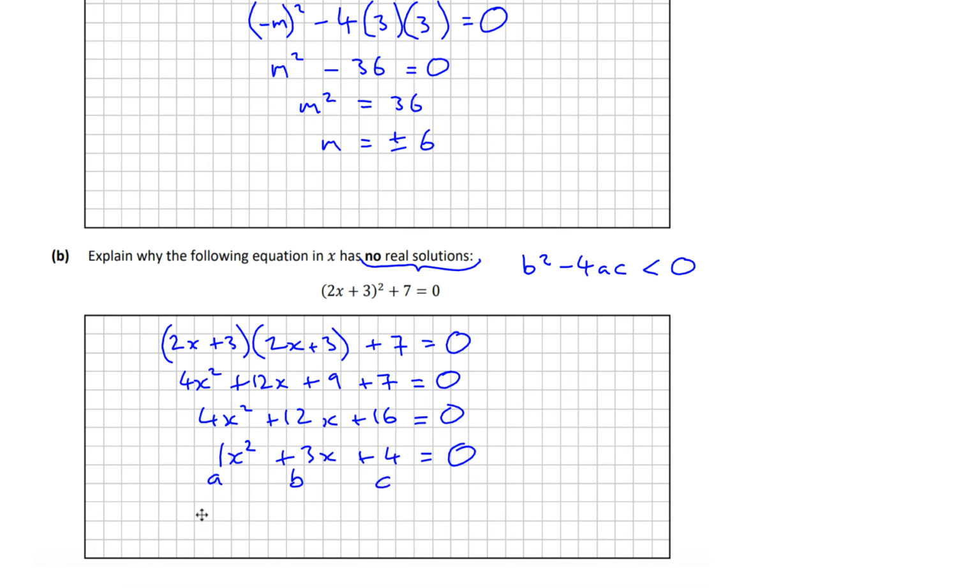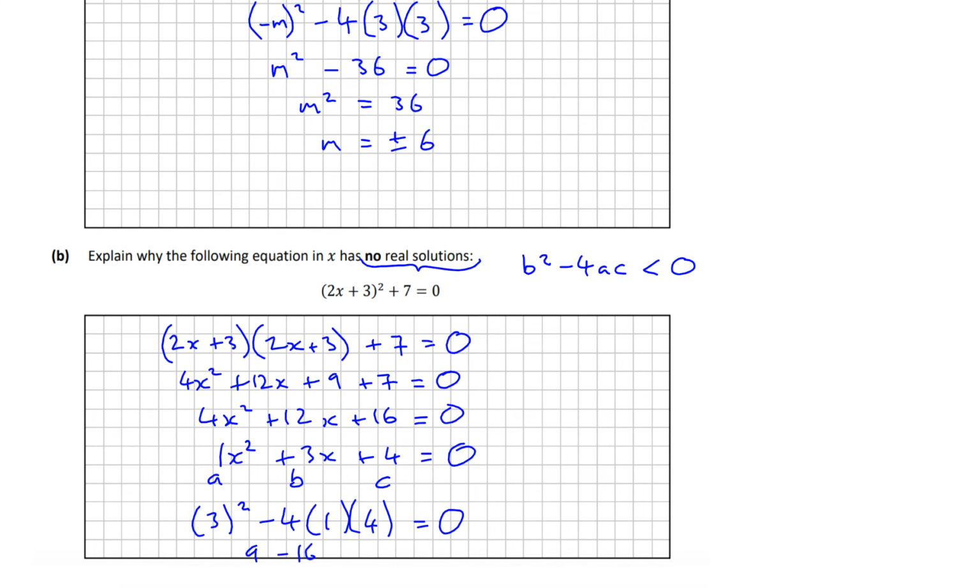So now I'm going to show that b squared minus 4ac is less than 0. So b squared minus 4 by a by c equals... Notice the way I say that to myself as I'm writing in the empty bracket. That's good practice. So b is 3. 3 squared minus 4 by a is 1, and c is 4. And what that gives us is 9, 3 squared is 9, minus 16.